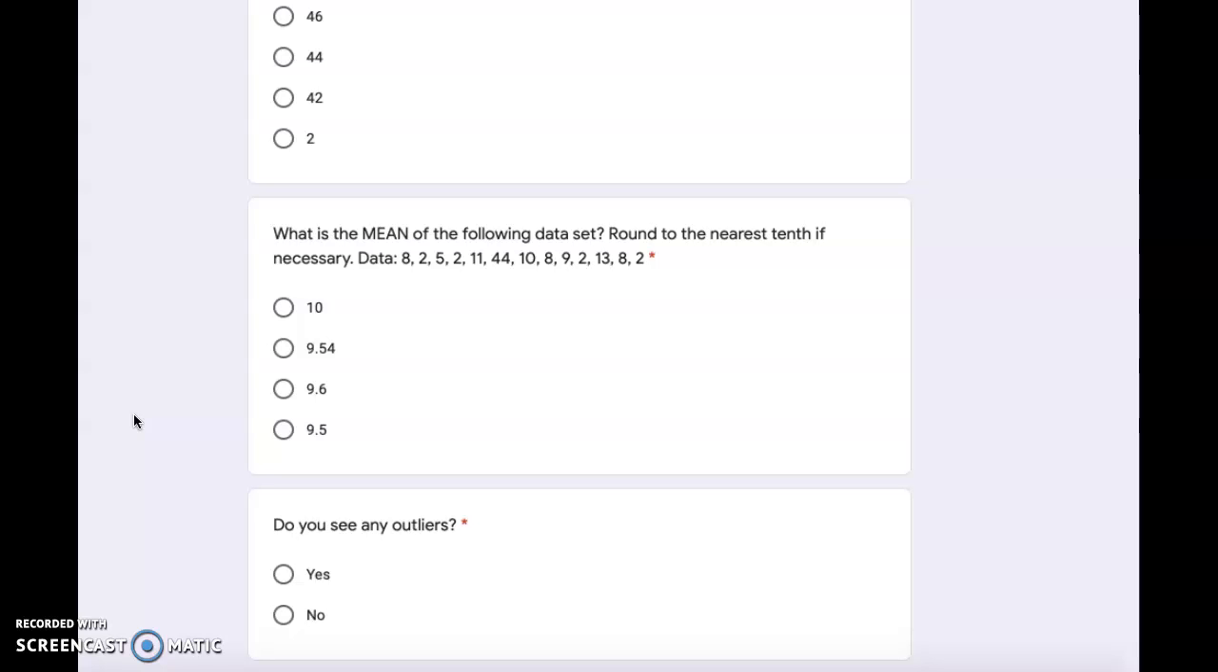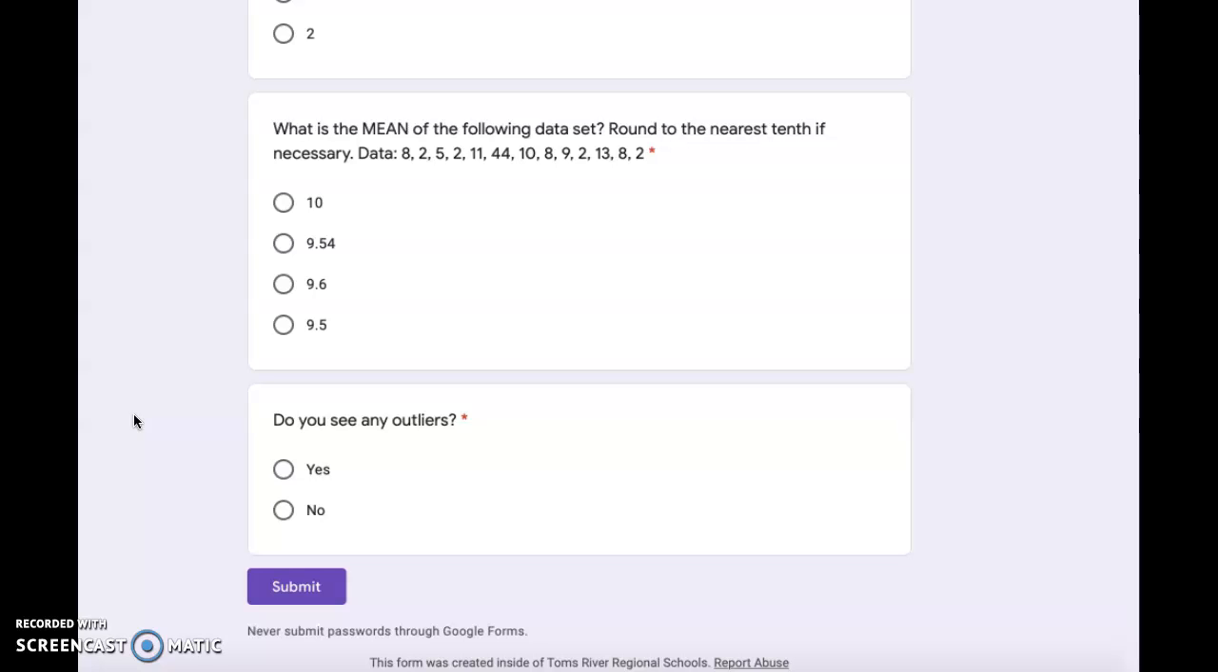What is the mean of the following data set? Mean is the average of your data set. So you would add up all of your numbers and divide that total by the amount of numbers that are in the data set. Once you get that answer, you have to round it to the nearest tenth if necessary. Your choices are 10, 9.54, 9.6, 9.5.